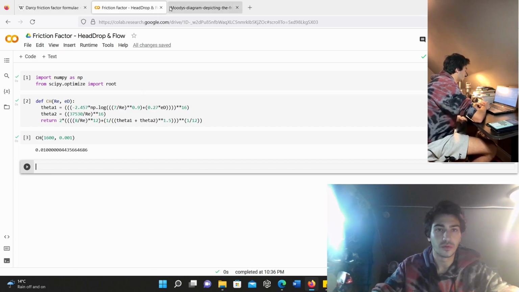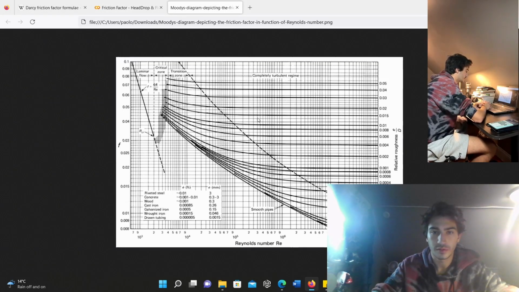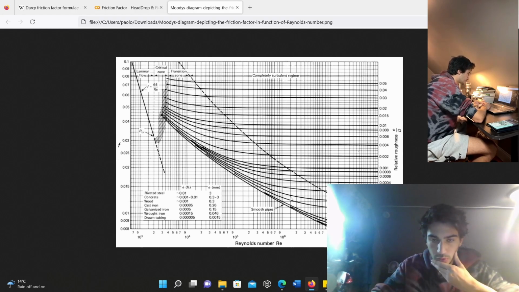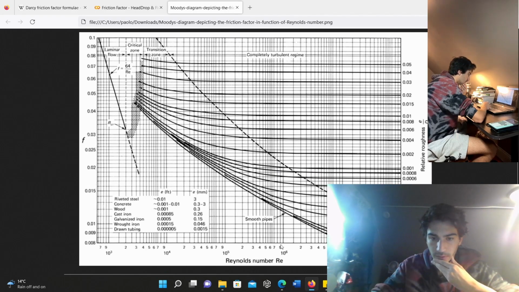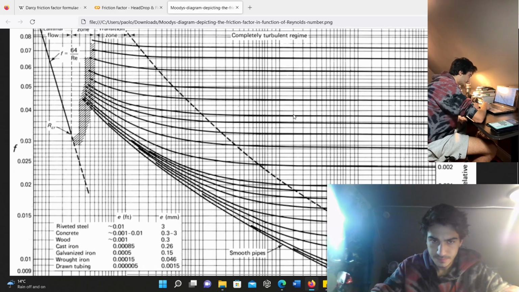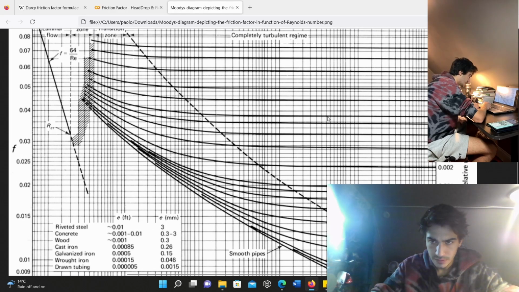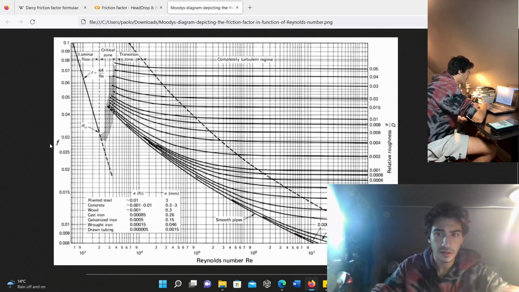Now what we can do for a little bit of turbulent flow, a little bit of a higher number, we can do 10 to the 6, an easy number, and 0.01. If we look at it, it seems to be just under 0.04, right? Match it up, so it should be like 0.038.